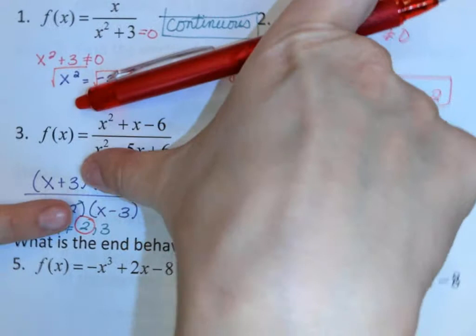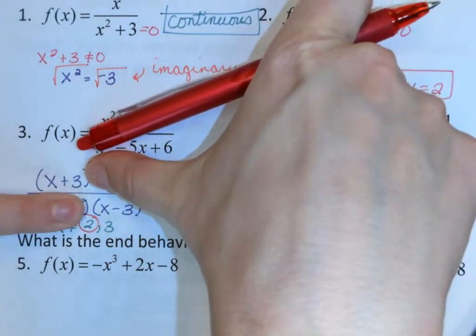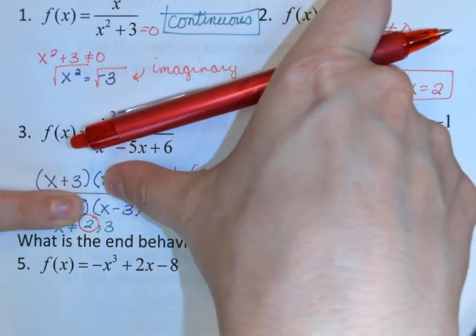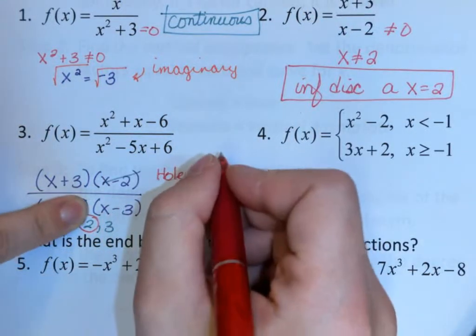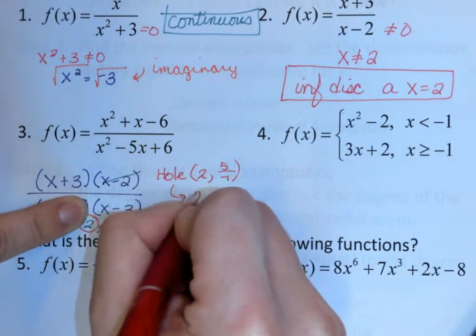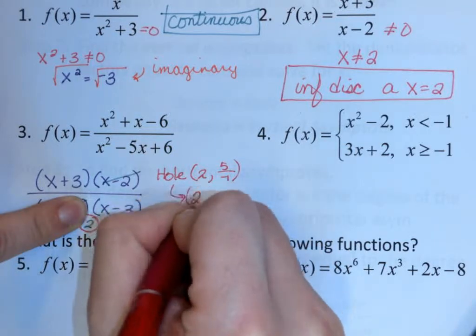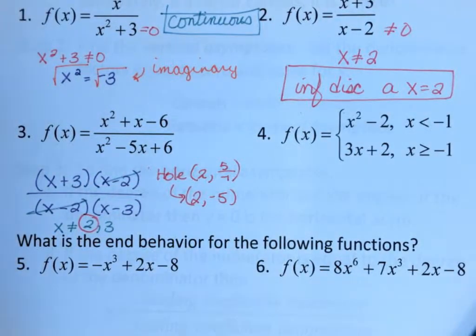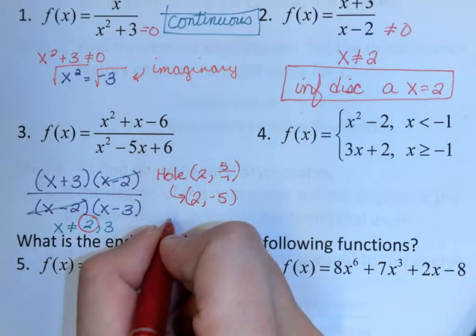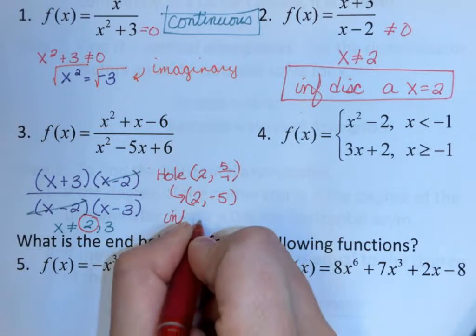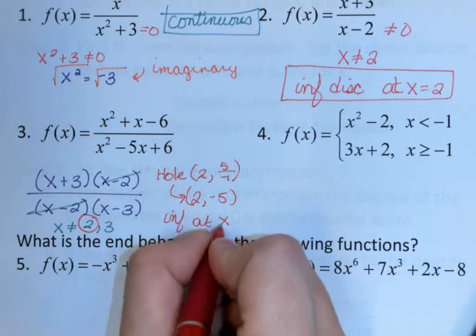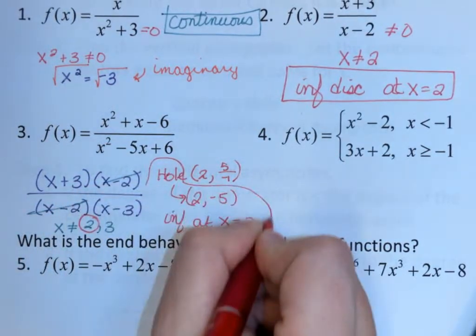And if I look at the simplified version, if I go and I put that 2 back in, but to the simplified one, what's 2 plus 3? 5. What's 2 minus 3? Negative 1. So that means my hole is at 2, negative 5. And what else do I have? And what do we call the asymptotes? Infinite. And where is that one going to be at? At x equals 3. Beautiful.